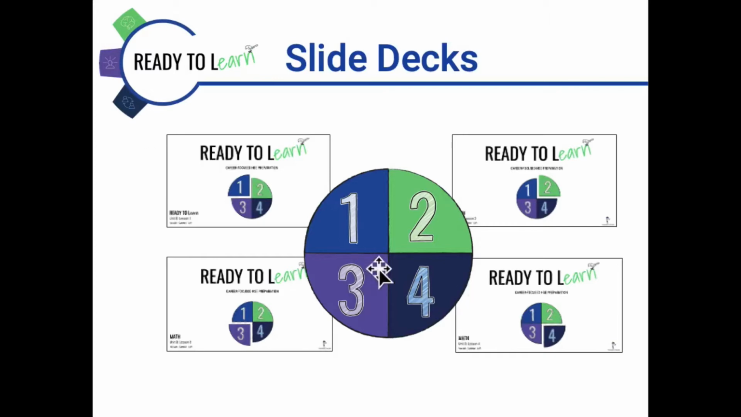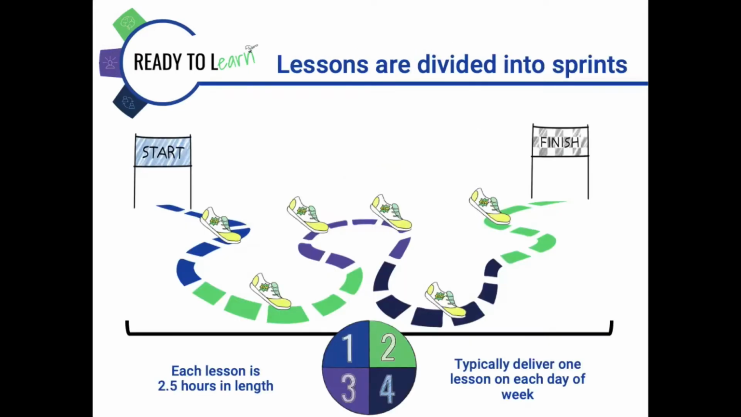Everything in the Ready to Learn curriculum is color coordinated, so when you see blue, you are talking about Lesson 1, green, Lesson 2, purple, Lesson 3, and dark blue is Lesson 4. This is true across all of the course resources to help you as a facilitator find resources really quickly and use those resources quickly.